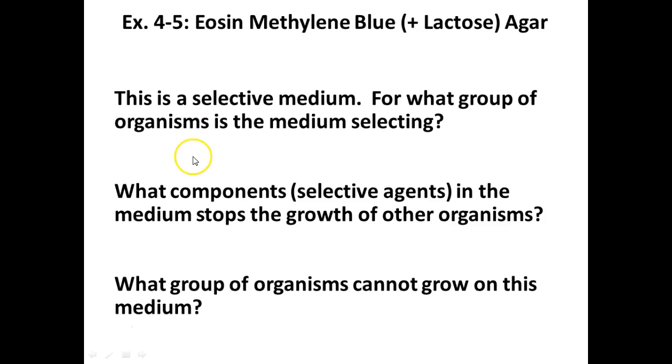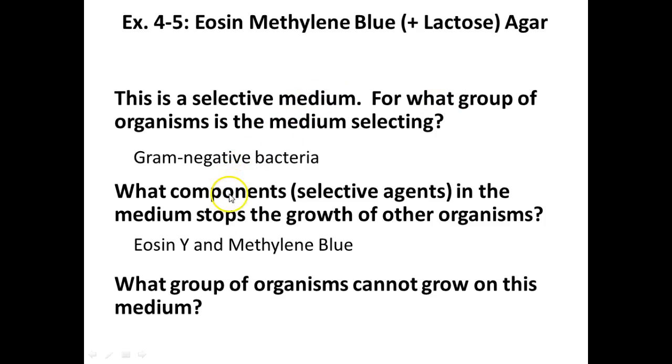So the selective component, though, what stops the gram positives in this case from growing? It's in the name of the media. Yeah, the two dyes, eosin and methylene blue. So gram negatives grow. The selective components are eosin Y and methylene blue. The two dyes that are in the media are actually toxic to the gram positives. So if you had a gram positive, it shouldn't have grown on these plates.